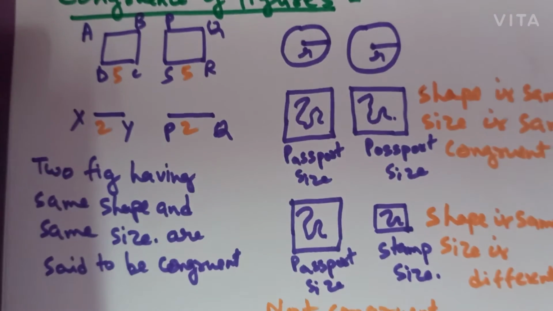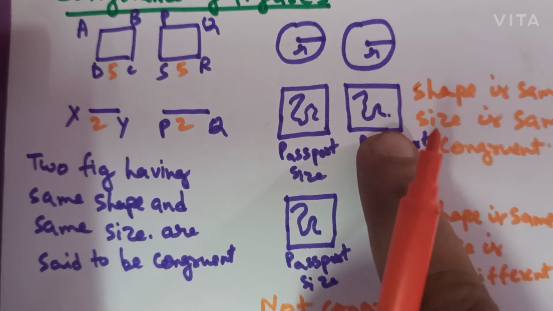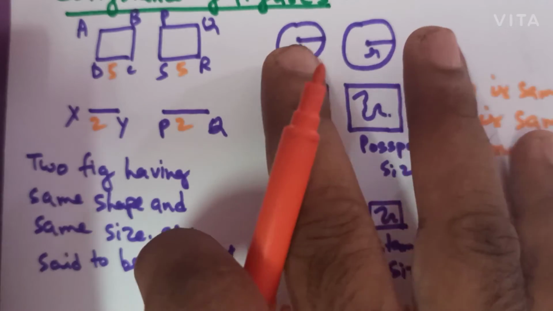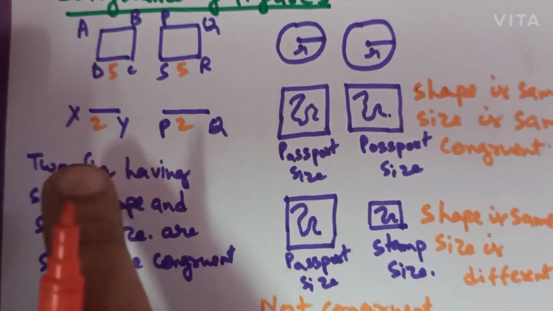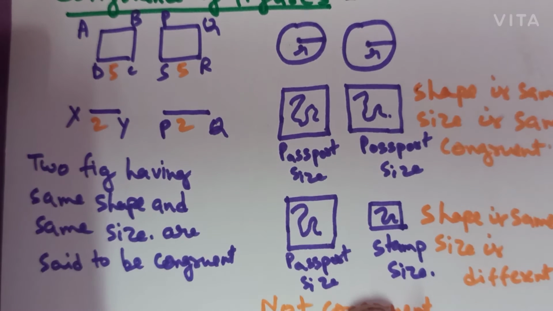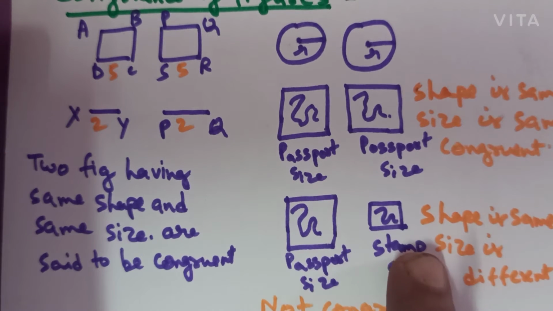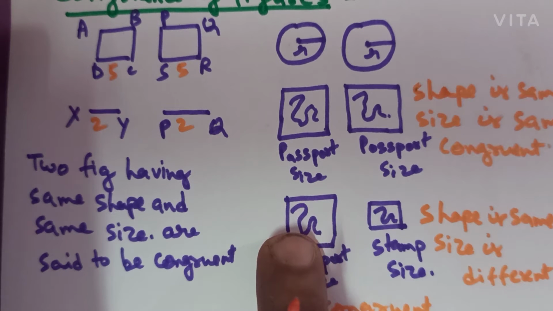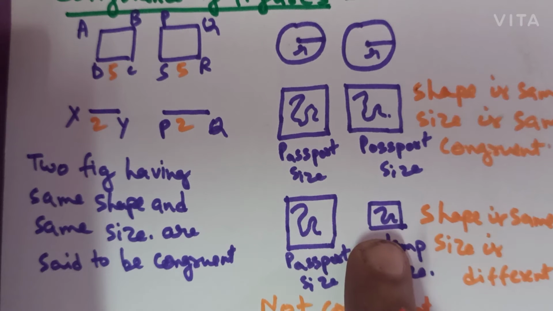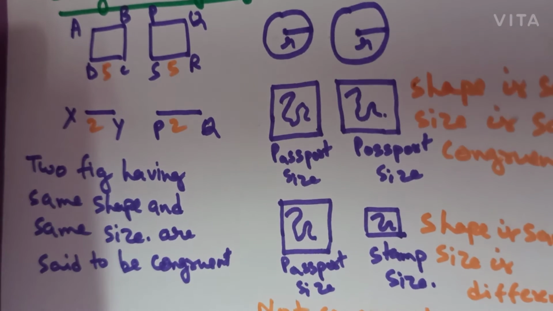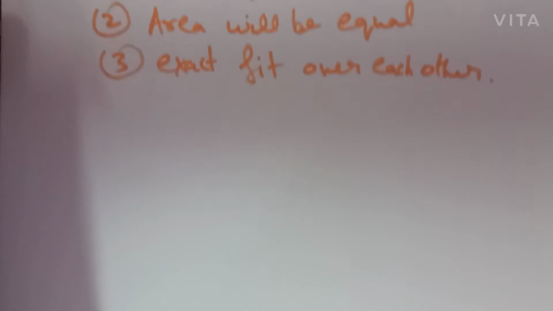If you try to fit this passport size photograph over the other passport size photograph, it will exactly cover it. Similarly, circles, line segments and squares will exactly cover each other. But if we try to cover the passport size photograph with the stamp size photograph, it will not be exactly covered, some space will be left behind, so they are not congruent with each other.